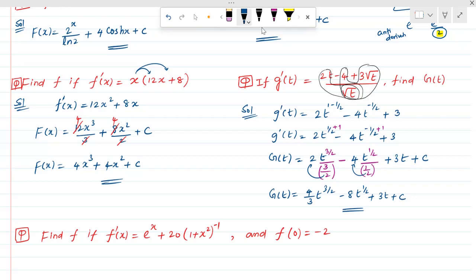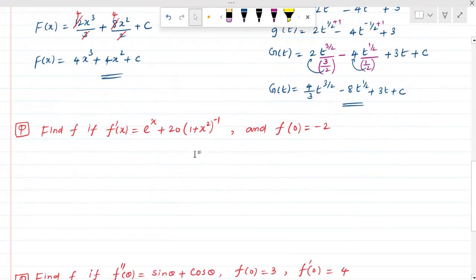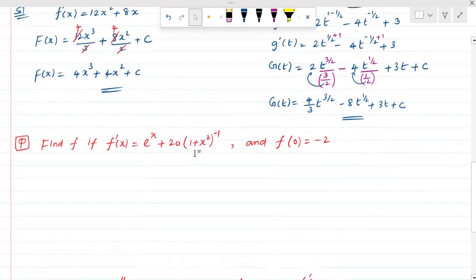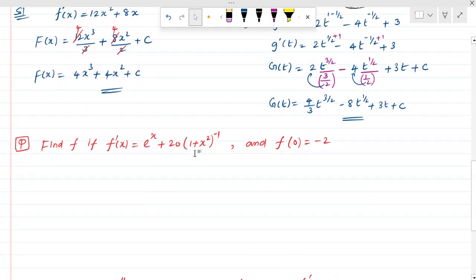Now the next one, we'll take this one. The condition is given here. The condition is given, you have to find the value. So let us solve this one.